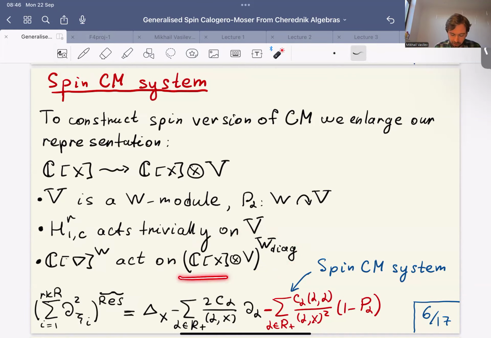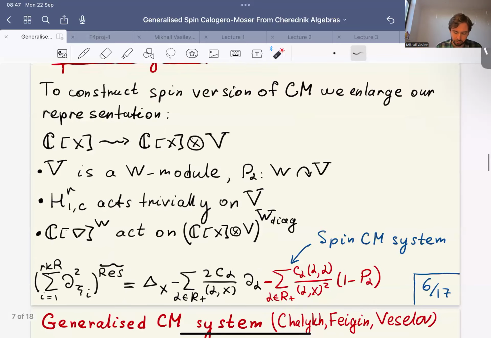act on diagonal invariants in this space. Diagonal invariants mean that we can act by elements of the Weyl group on the polynomial part, and since V is a W module, we can act by elements of the Weyl group on elements from V. And if we act by elements W tensor W, then the invariants are the elements which are preserved by this action.